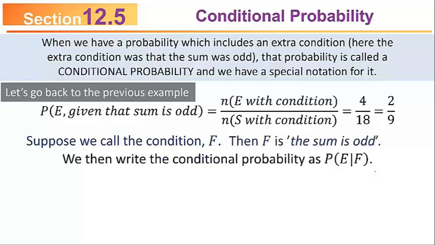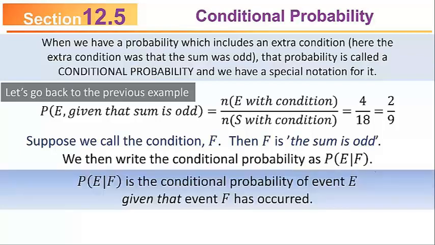Then we'd write the conditional probability with this vertical line. The probability of E, and the vertical line is read as given that. So that's the probability of E given F. So that new notation, the vertical line is read given. So this is the probability of E given F, or given that F has occurred. Probability of E given F. That's conditional probability.